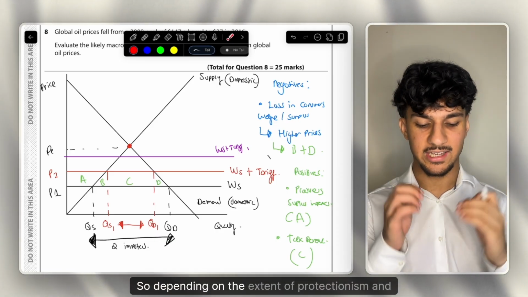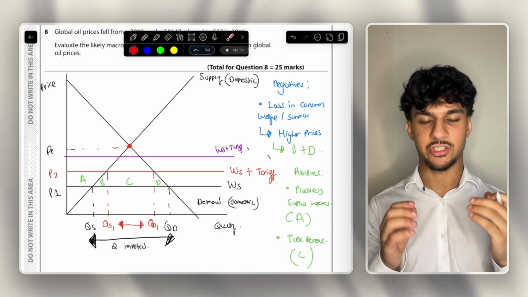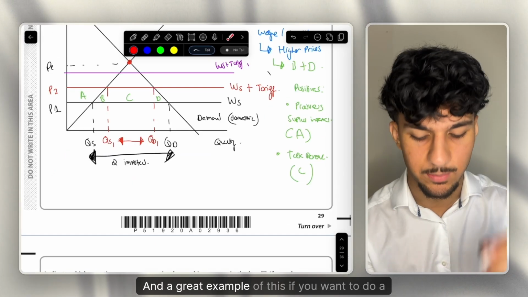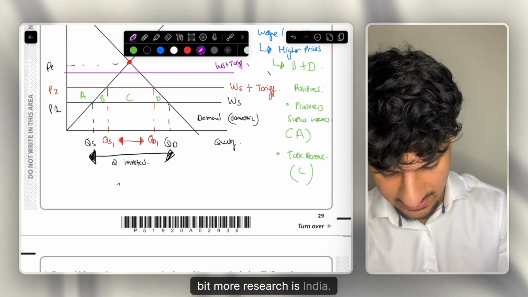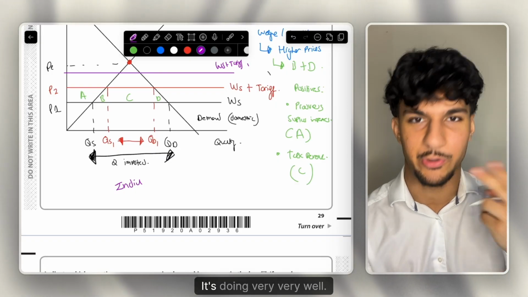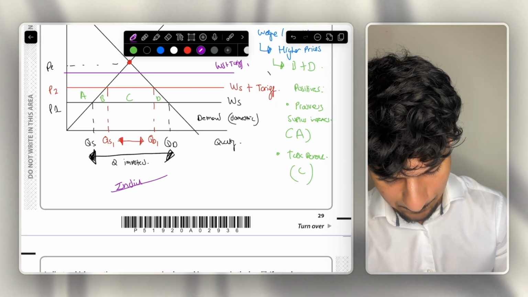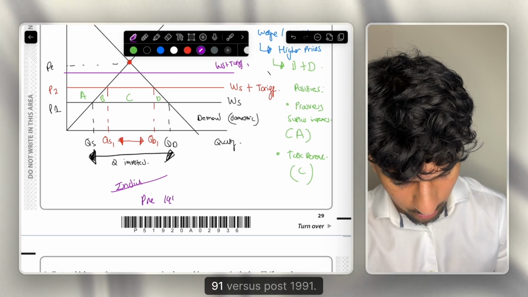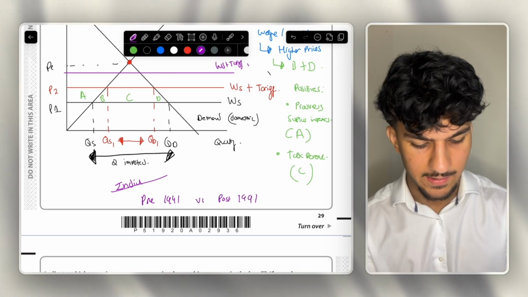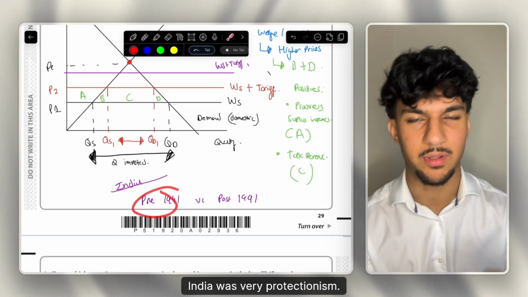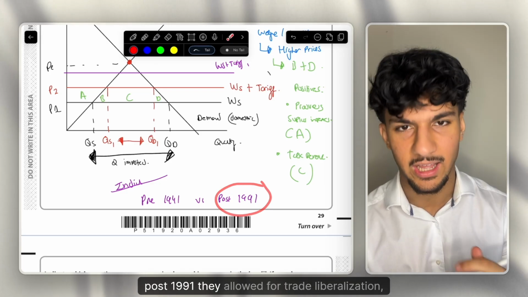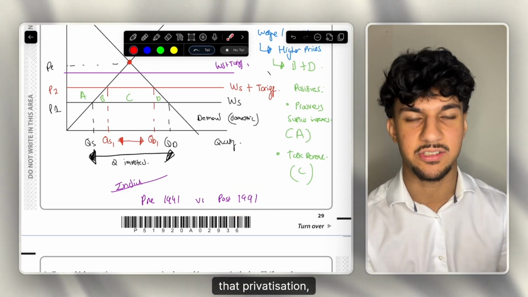So the effects depend on the extent of protectionism and where the tariff is actually set. And a great example of this, if you want to do a bit more research, is India again. So India is obviously a massive developing economy. It's doing very, very well. Pre-1991 versus post-1991. So basically, pre-1991, India was very protectionist. They implemented lots of protectionist policies, but post-1991, they allowed for trade liberalisation, privatisation, things like that.